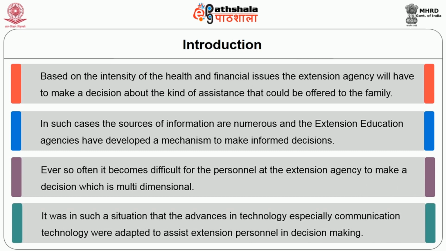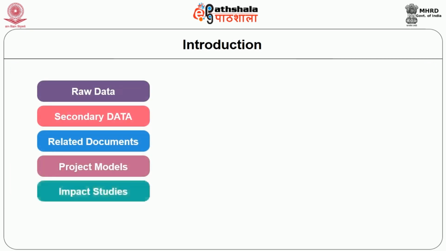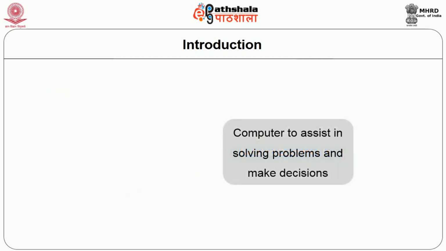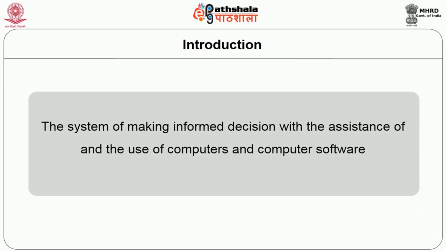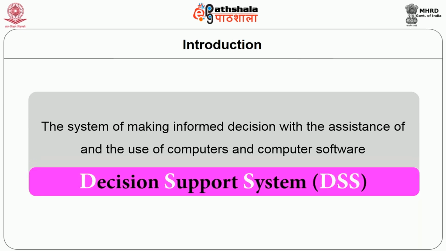It is in such situations that the advances in technology, especially in communication technology, were adopted to assist extension personnel in decision making. Raw data, secondary data, related documents, project modules, impact studies, personal knowledge, etc. are all blended by the computer to assist in solving problems and making decisions. The system of making informed decisions with the assistance of and the use of computers is called decision support systems.